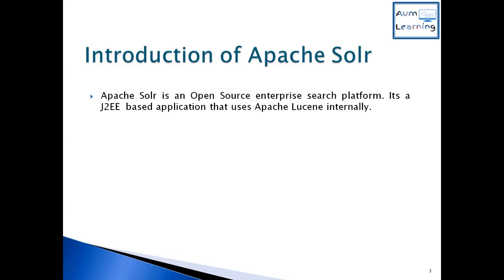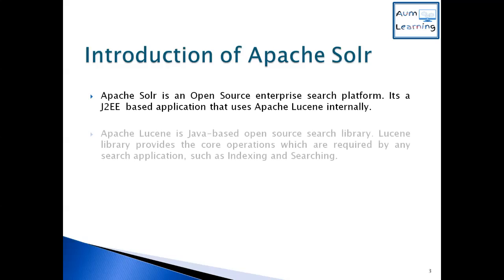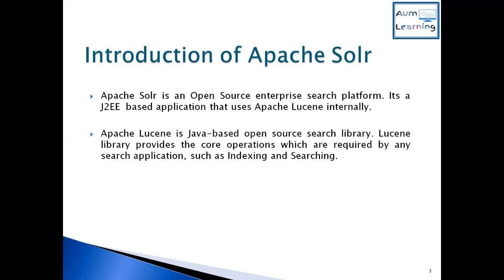Apache Solr is an open source enterprise search platform. It's a Java-based application that uses Apache Lucene internally. Apache Lucene is a Java-based open source search library. Lucene provides powerful indexing and search features, as well as spell checking and advanced analysis like tokenization capability, etc.